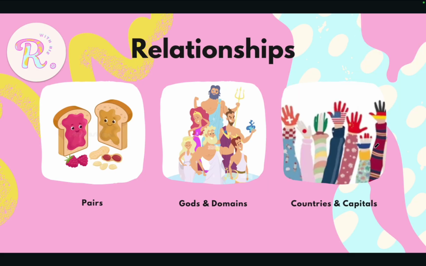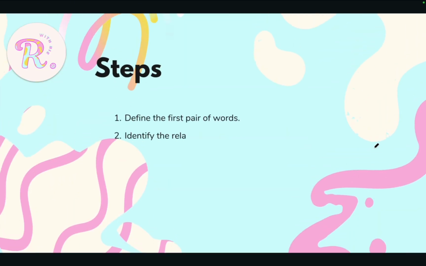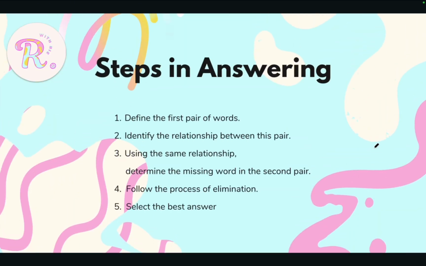Then the last one we have is countries and capitals. I haven't seen this in my set though, but an example of that would be Tokyo is to Japan, or Manila is to the Philippines. Okay, so I think that is all there is to it.